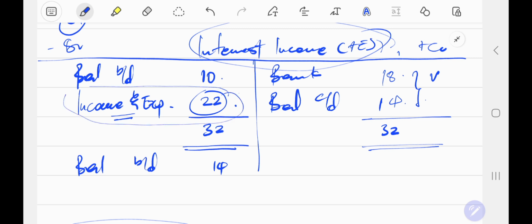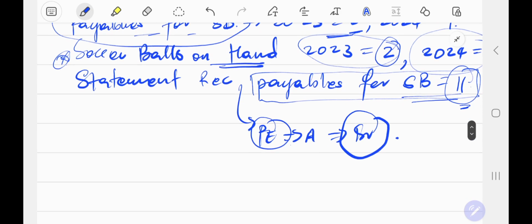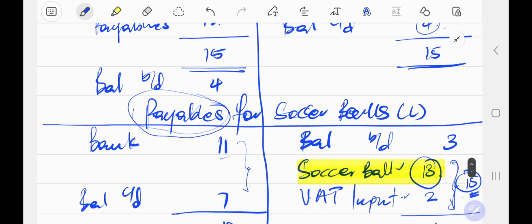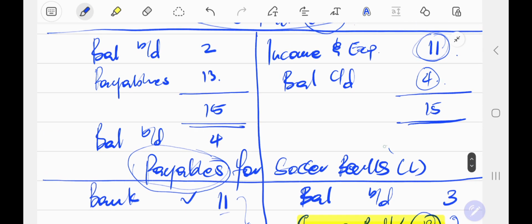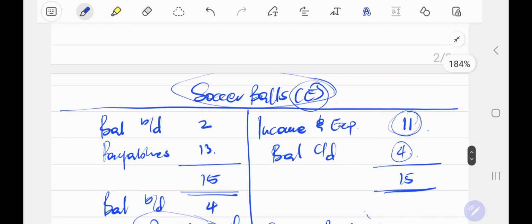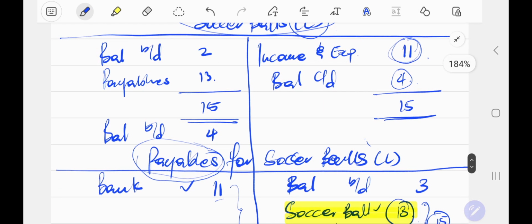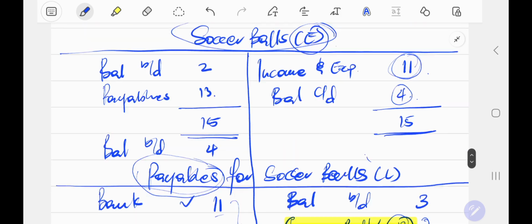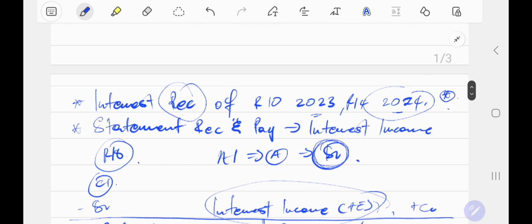Of income. But mostly they want you to prepare the statement of income. So if they want you to prepare the statement of income, they will give you bank. Even here, they will give you bank. But these accounts, they work hand in hand. Payables for soccer balls and soccer balls, these two accounts work hand in hand. So when you prepare them, you must prepare them at the same time so that you are able to find the other amounts. So this is what I wanted to explain.